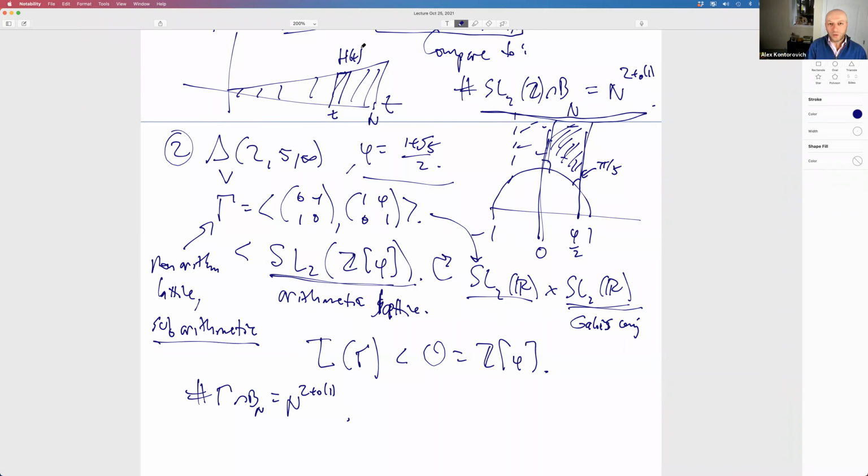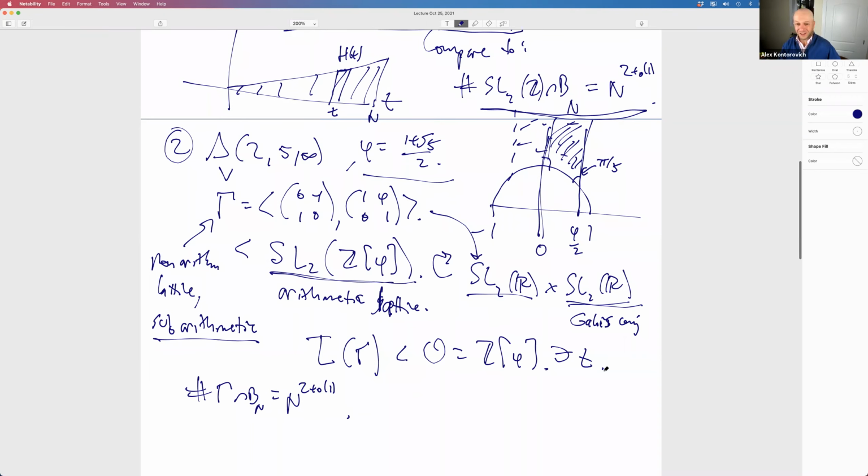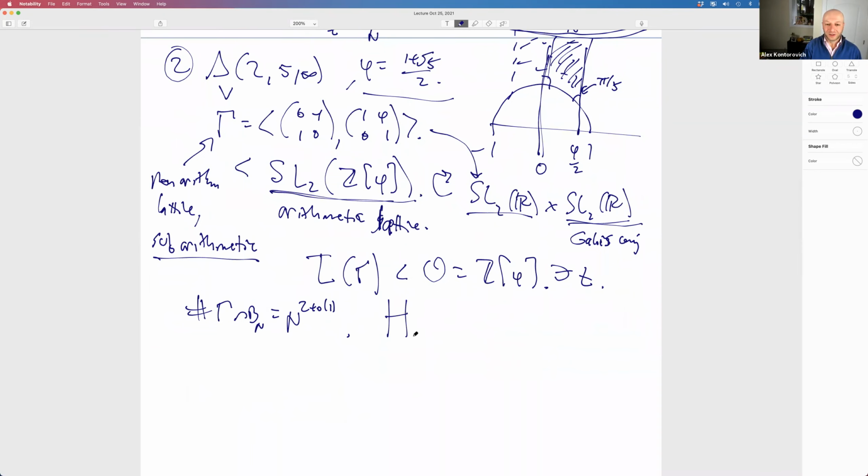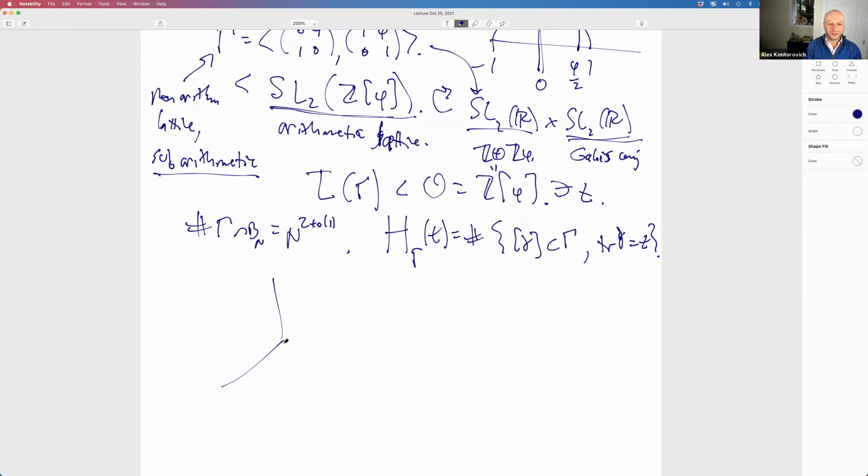But what is going on with these class numbers? So these class numbers, T is now an element in this quadratic ring. And what is the multiplicity? So let's call this H gamma of T. Again, this is the number of conjugacy classes in this new group gamma, with a trace of gamma being this given element of the ring Z adjoin phi. Of course, I can think about this as Z plus Z times phi.